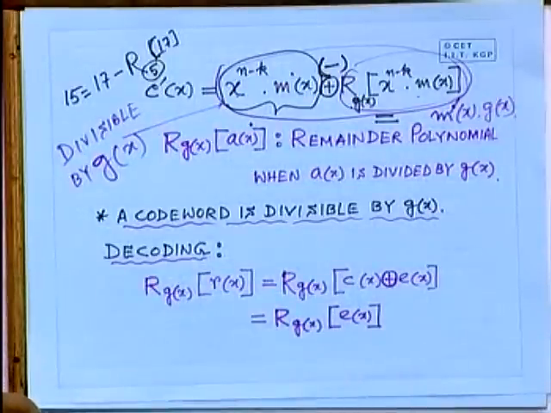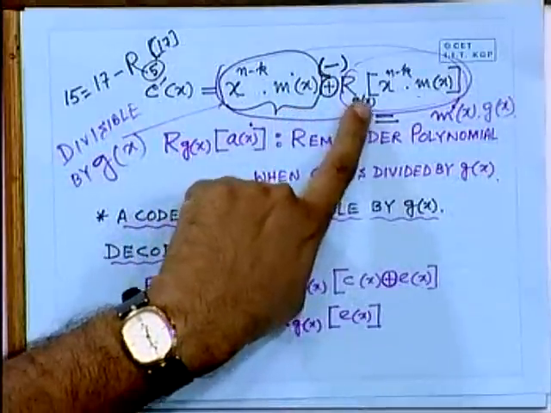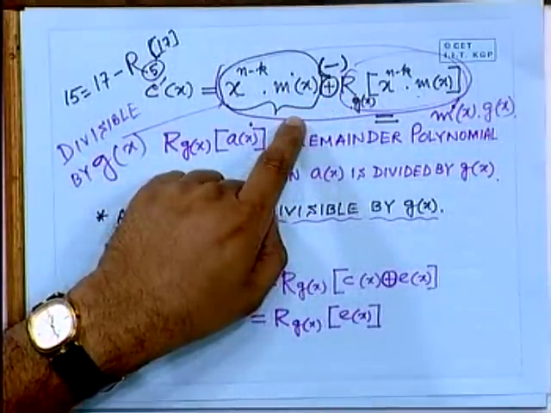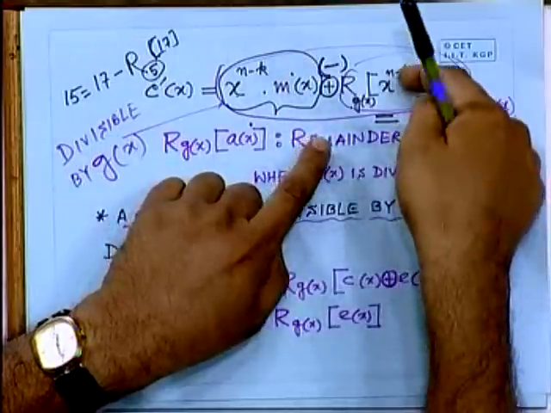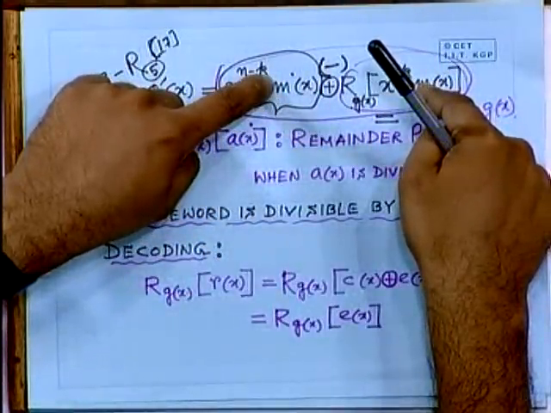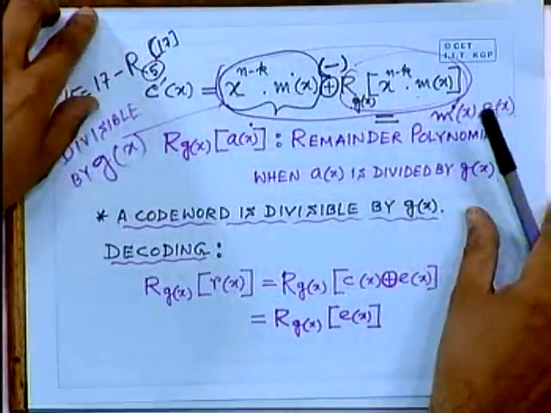I'm not talking about total XOR, I am talking about XORing of the coefficients. When you are subtracting one polynomial from the other polynomial, subtraction will occur only at the respective positions where you have got the same exponent of x here and here. There won't be any carry.